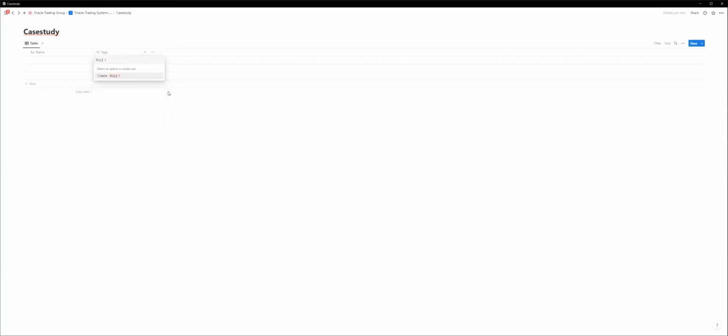We got rule 1, Asian range, rule 2, rule 3, Asian range, session range. Sometimes it's London. We have session range. We have draw on liquidity, next likely draw on liquidity.